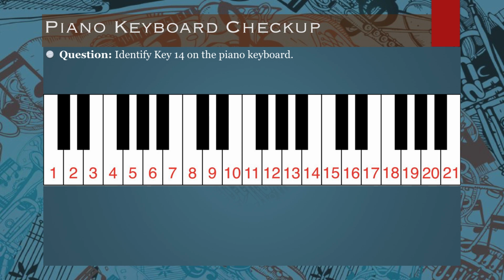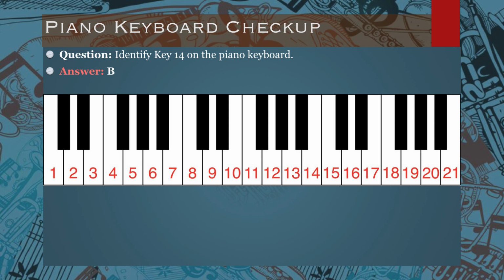Now identify key 14 on the piano keyboard. So you just find key 14, you try and figure out where it is in relation to the double set and the triple set. And if you said the answer is B, you are correct.